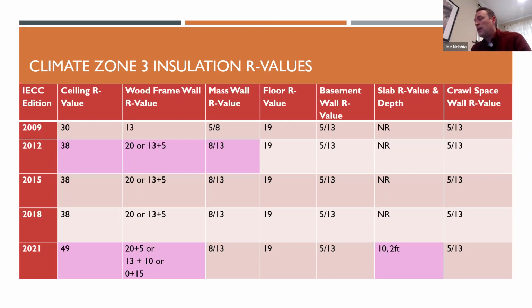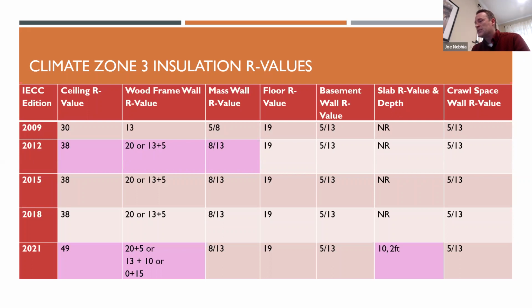The mass wall, R8 or R13. The 8 means 50% or more of the insulation is to the exterior of that mass wall. The 13 in this case means more than half is to the interior. So R8 if 50% or more is to the exterior, R13 if more than 50% is to the interior. That's how the mass wall cell works in the table.